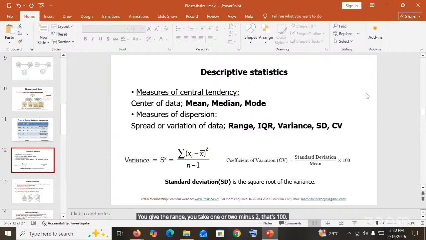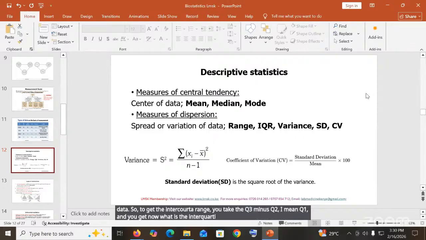Then you come up with what you call the interquartile range. And this is found by dividing data into 4 equal parts. So you come up with what you call Q1, Q2, Q3. Q2 is actually the median, because Q1 is the first quarter of your data. Then the second quarter of your data makes it 50%, and that is Q2. And Q3 is the three-quarters part of your data. So to get the interquartile range, you take Q3 minus Q1, and you get the interquartile range. And that shows the spread.